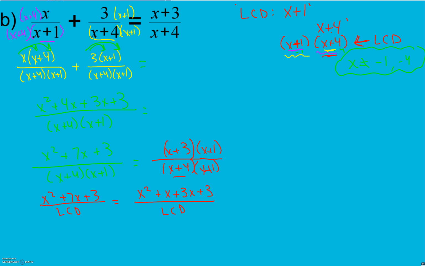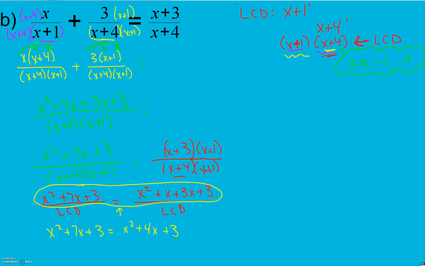So it does not matter what they are, because if my common denominator is the same on both sides of an equal sign, then my numerator has to equal numerator. It doesn't matter what we divide by. If it's the same, in order for it to be equivalent, both of our numerators have to be equal. So x squared plus 7x plus 3 equals x squared plus 4x plus 3.